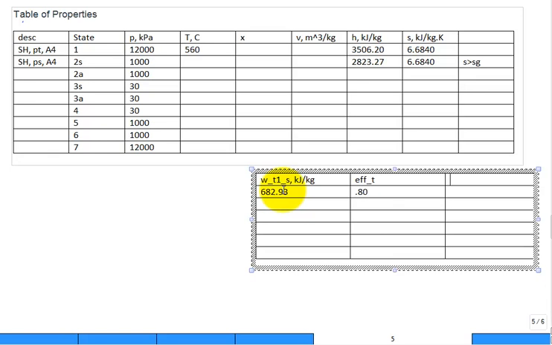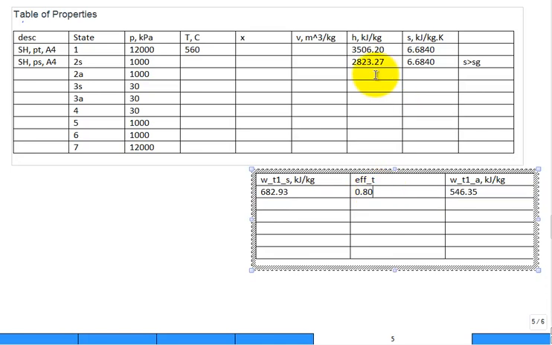So then you ask, well, what is the work that the first turbine actually produces? Is it the same? Is it greater? Is it less, in kilojoules per kilogram, than this 682.93? Well, using that efficiency, it's not going to produce as much. It's going to produce only 80% of that. So you multiply the 80% by 682, blah, blah, blah, and you get 546.35. And there is our actual work that the turbine produces, accounting for the isentropic efficiency.